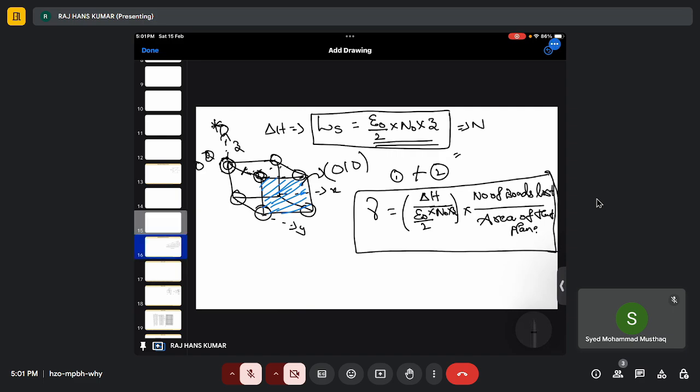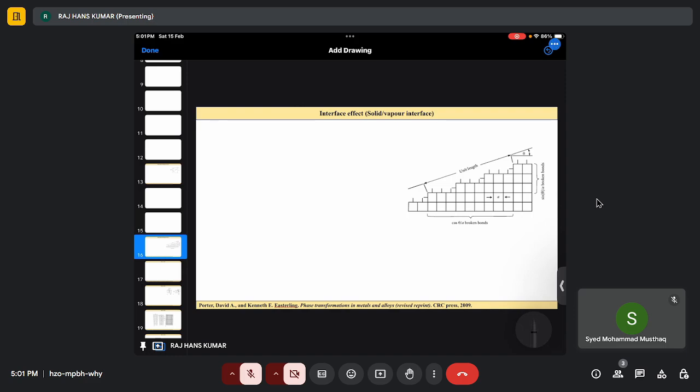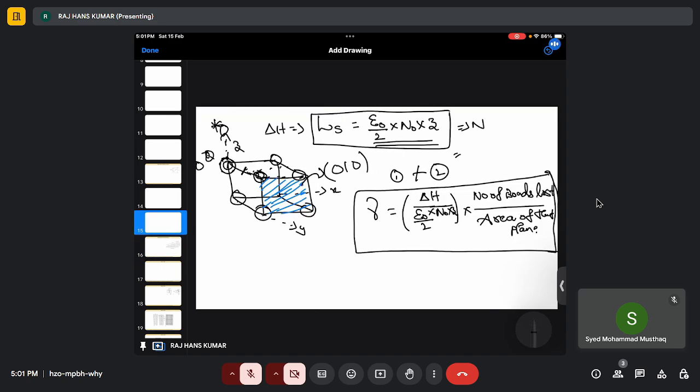Now, coming to here, let's assume my x direction is 100 and my y direction is 010. So in any direction, the number of bonds being cut is 1, right? You can see the number of bonds being lost is only 1, because if I only focus on this area, this is my atom, right?